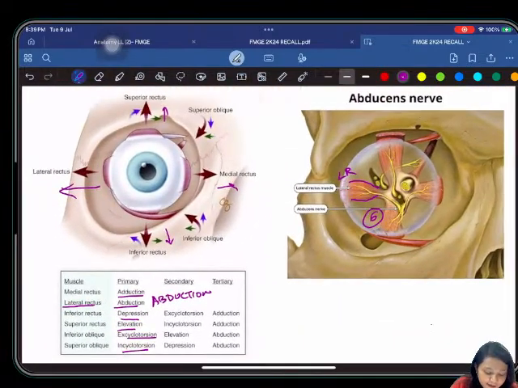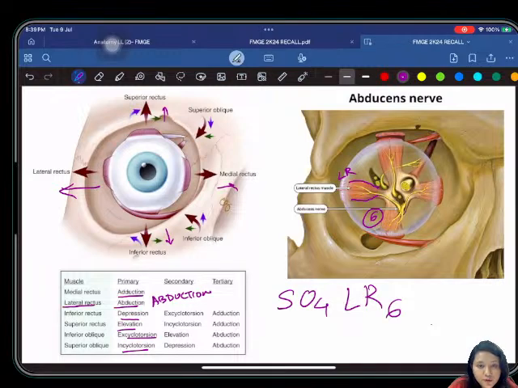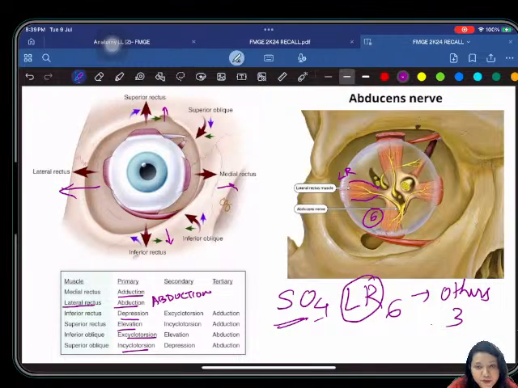And about the recti muscles, you know the dictum: SO4, LR6, and others supplied by 3. So superior oblique is supplied by the fourth cranial nerve, lateral rectus is supplied by the sixth cranial nerve, and all other extraocular muscles are supplied by the oculomotor nerve, that is the third cranial nerve.